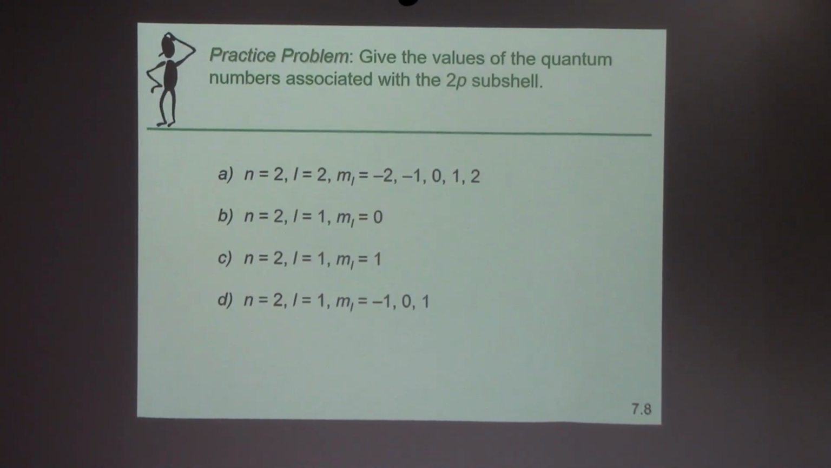So here's a practice problem. Give the values of the quantum numbers associated with the 2p subshell. So if you have a 2p subshell, n equals 2, l equals what? 1. That means the values of ml may be negative 1, 0, or 1. So the answer is D.